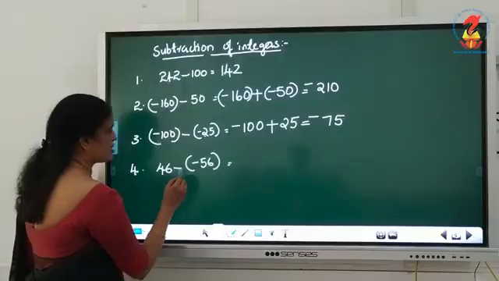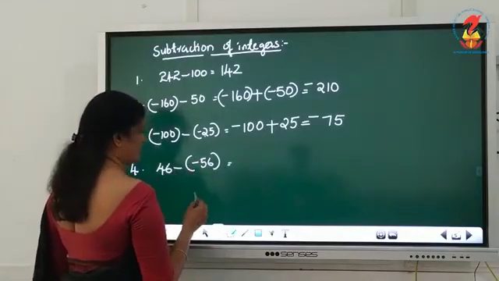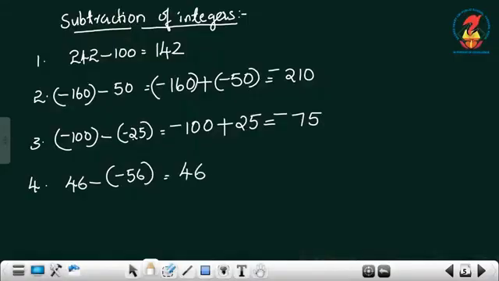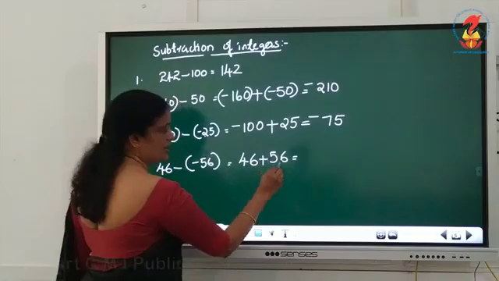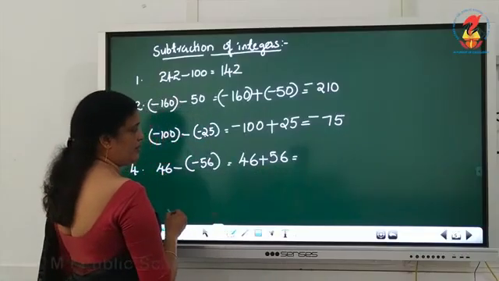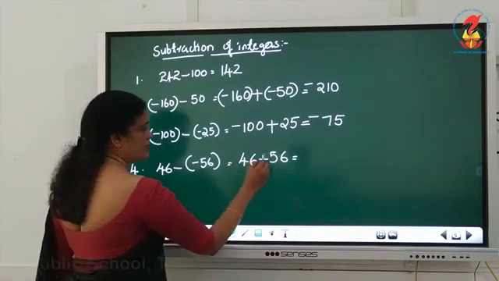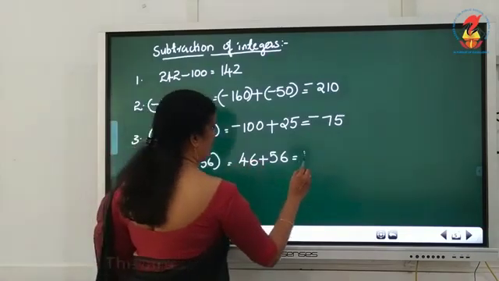Next one, 46 minus negative 56. No change in the 46, plus the additive inverse of negative 56, positive 56. These two numbers have a positive sign, positive integers. Then 46 plus 56 equals 102.